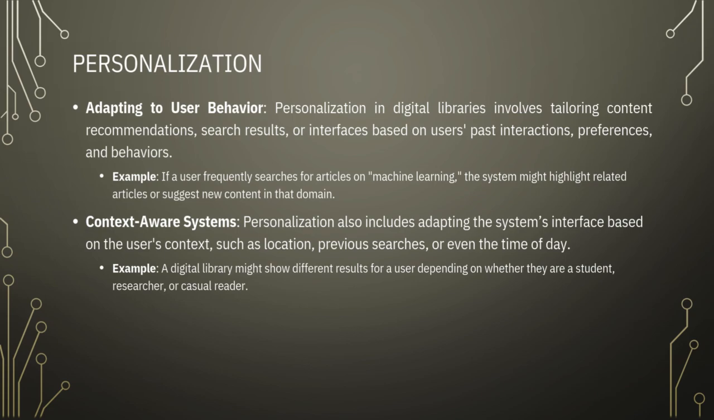For example, a digital library may display different search results or interface options depending on whether the user is identified as a student, a researcher, or a casual reader. Each user group is presented with content and tools that are more closely aligned with their typical information needs. Through adapting to user behavior and context, personalization enhances information access and improves the overall effectiveness of digital library services.